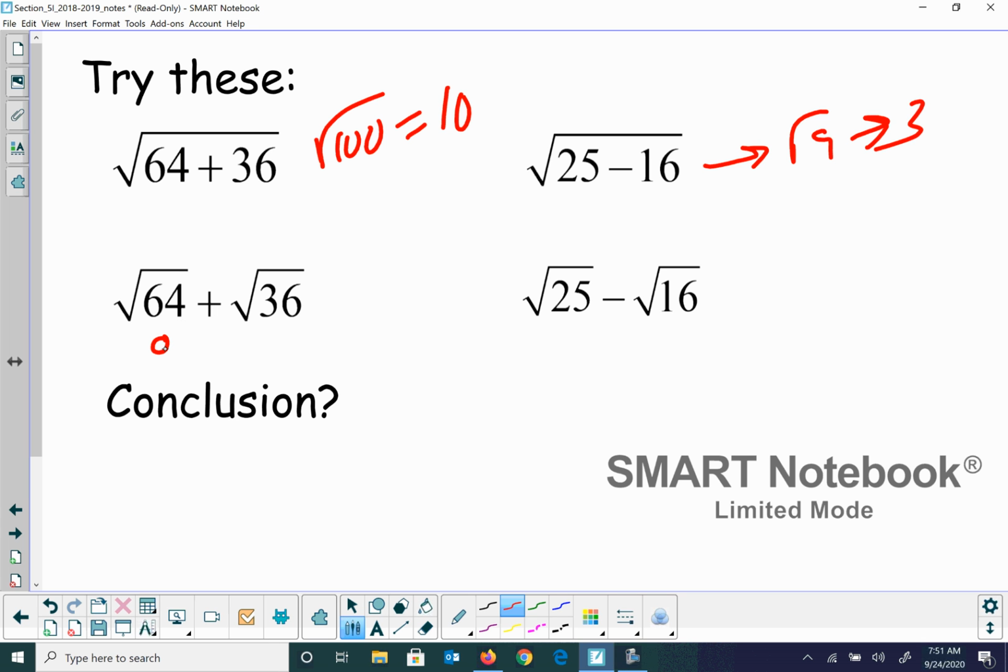I have to take the square root of 64 to get 8, square root of 36 to get 6, so I get 14. Square root of 25 is 5, minus square root of 16 is 4, so I get an answer of 1.